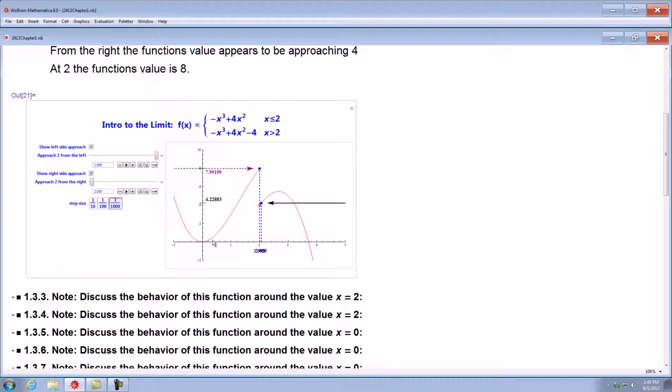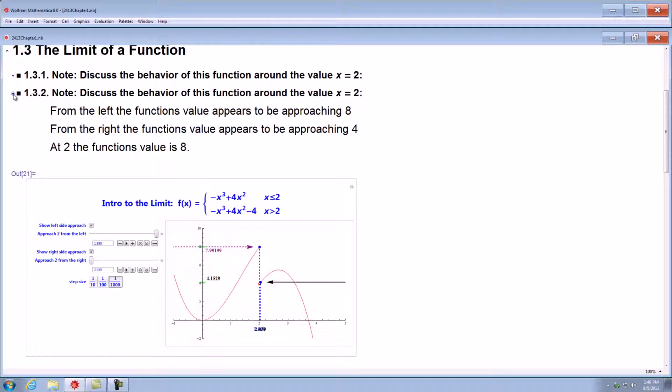So from the left side, as we approach 2, our y value is approaching 8, but as we approach 2 from the right, our y value is approaching 4. So these are very different things that are happening here from the left and from the right. Let's look at the next example.